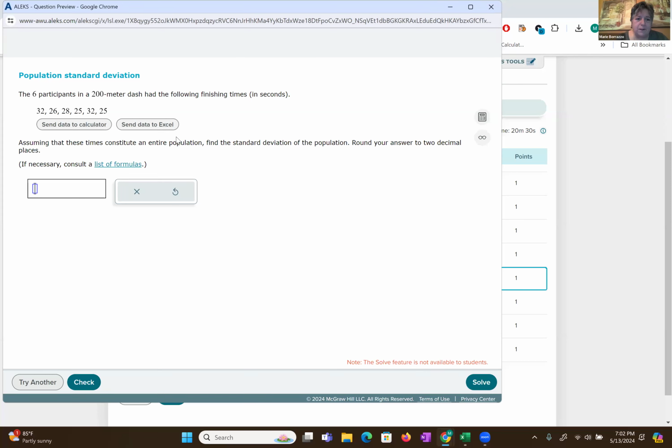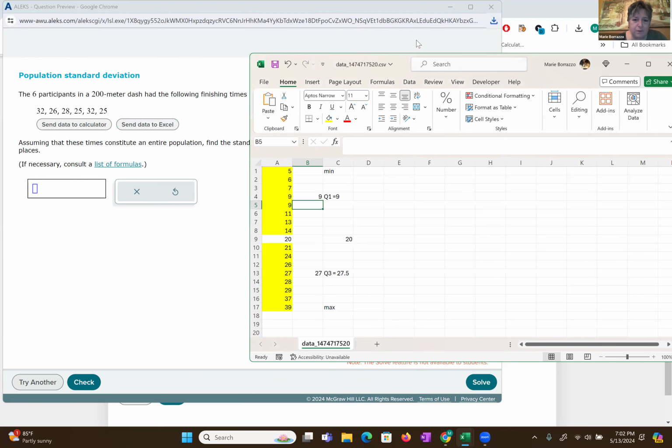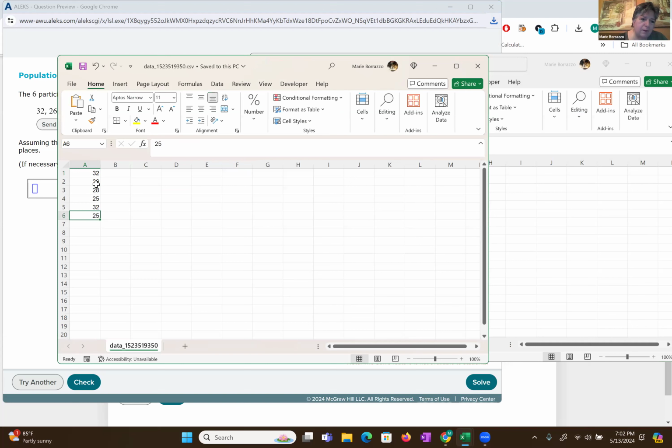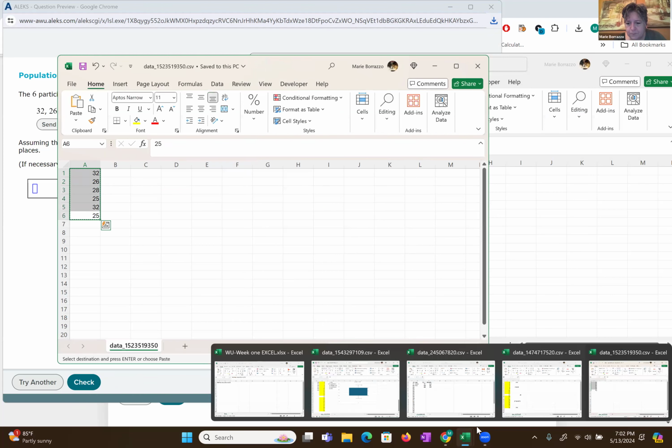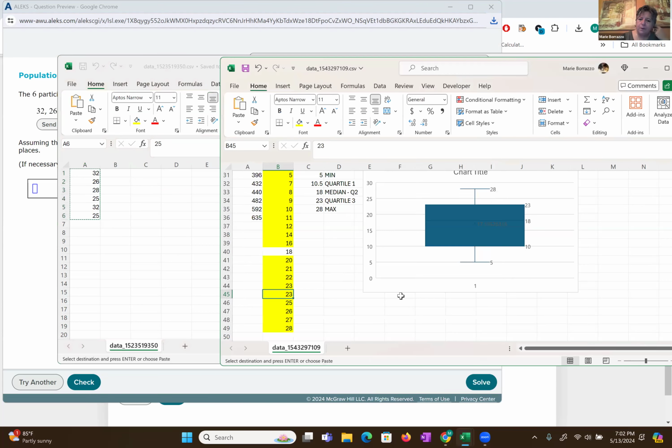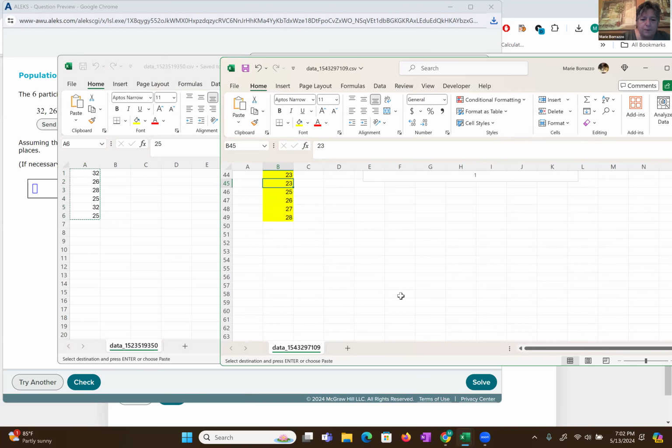So let me send the data to Excel first. And I'm going to send it back to the other one because I want to send you the main copy that I have. So, going back to this one. So here, I'm going to ask you for this is the population standard deviation example.